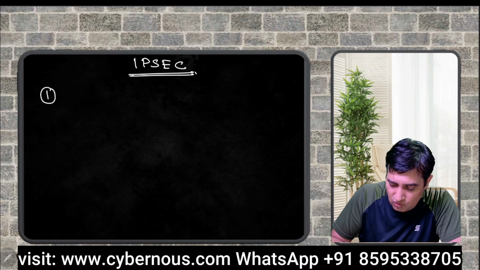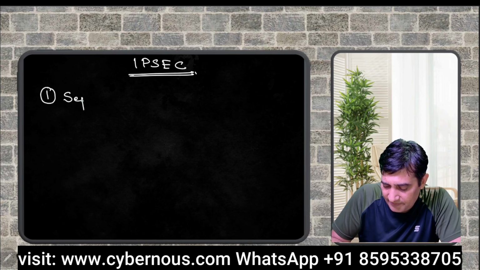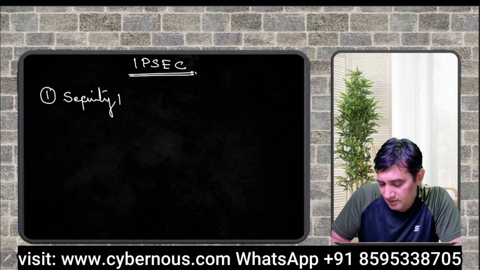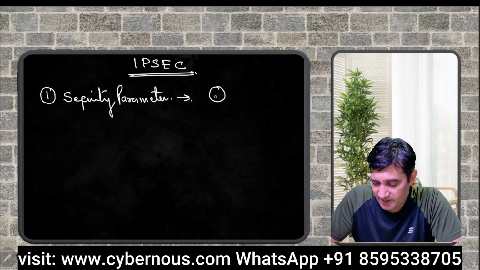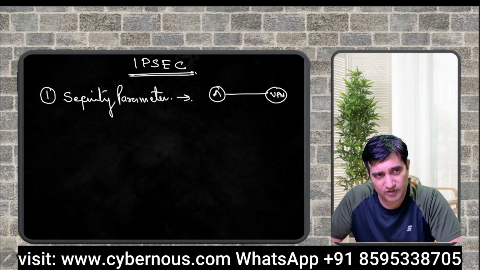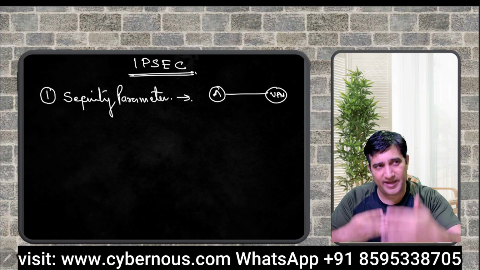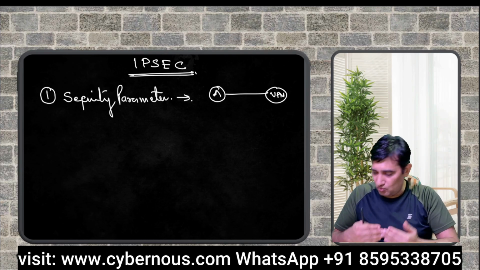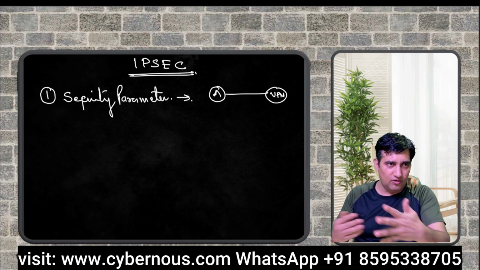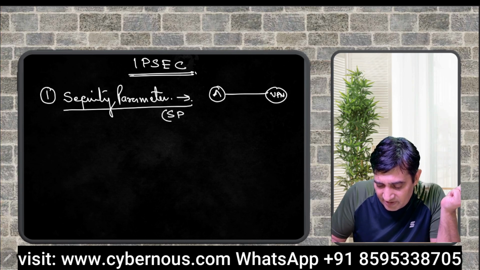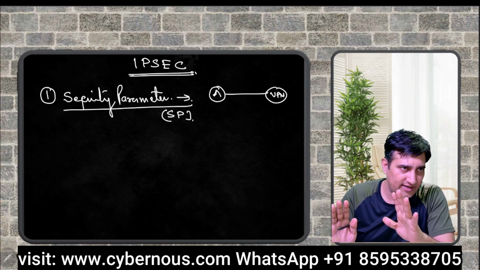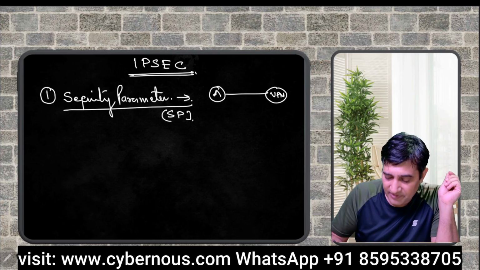Number one is called security parameters, right? What are security parameters? Let's say a remote connection A wants to connect with a VPN. Then there has to be some kind of authentication happening. There has to be an exchange of parameters: this is the cryptography which I support, I support this particular protocol, all of it. For negotiation, there are certain security parameters which are required in the entire context. So that's called security parameters.